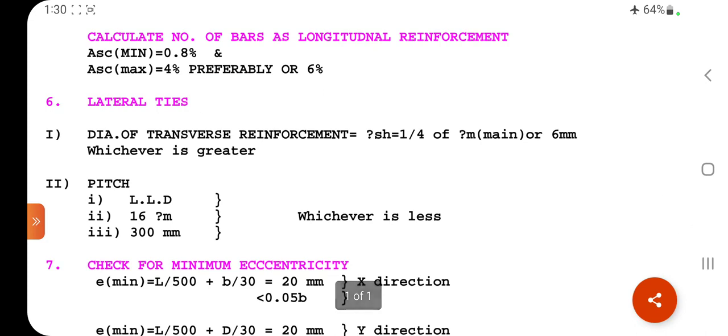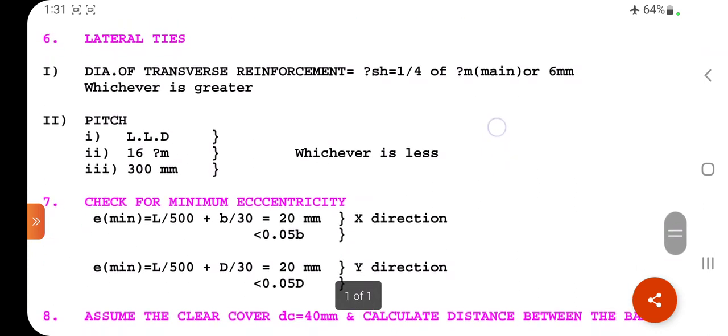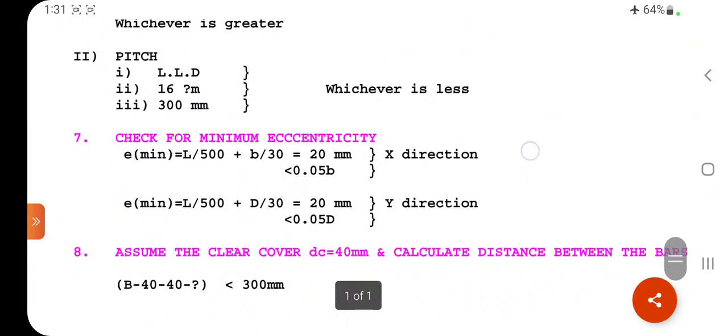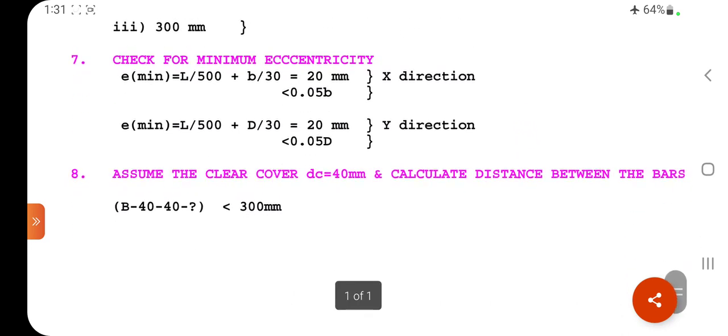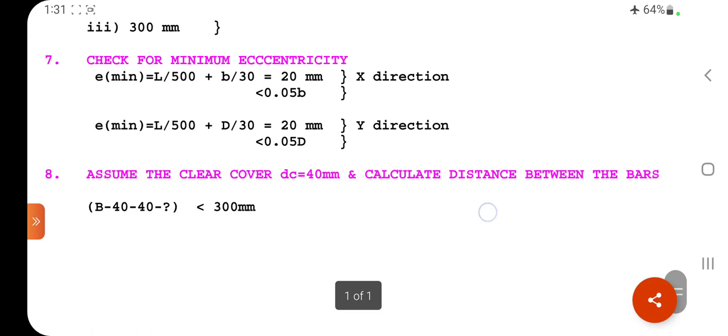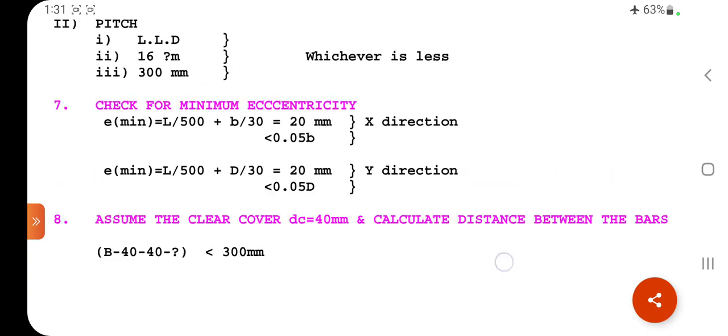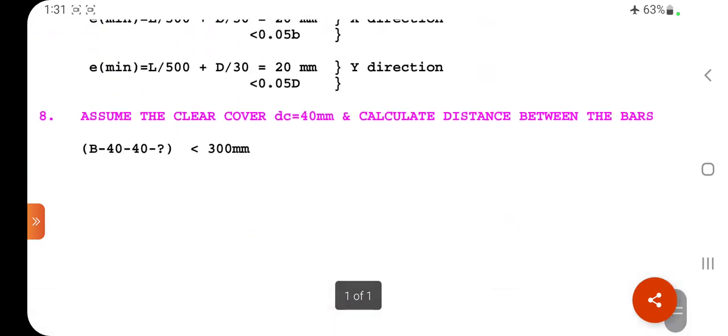The next step is the lateral ties. First we see the diameter, which is equal to 1/4 times the minimum main bar diameter, or 6 mm, whichever is greater. Then we calculate the pitch. Then we check the minimum eccentricity. After checking the eccentricity, we assume the clear cover, that is 40 mm, and calculate the distance between the bars. And we know that finally the distance between the bars should not be greater than 300 mm. So this was all about the design of an axially loaded column. Thank you.